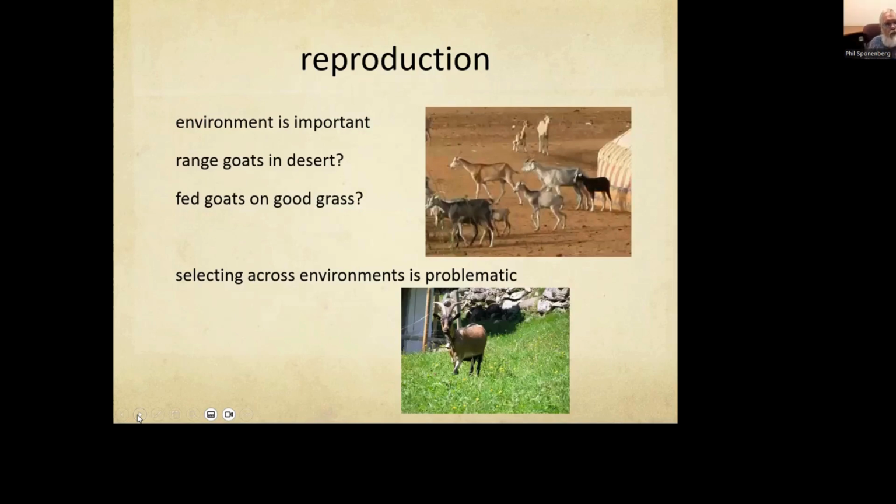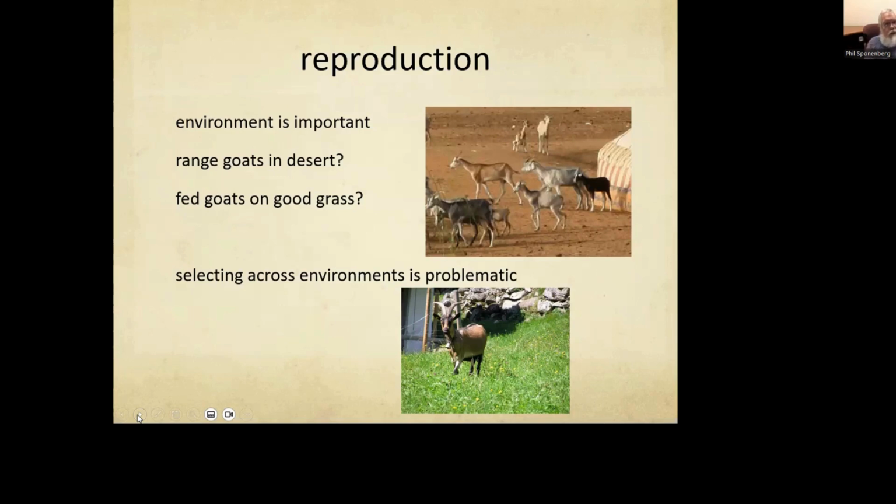Now, the environment is extremely important. So one extreme is going to be range goats in the desert, or fed goats on good grass. The upper photograph is long-legged West African goats, basically in the Sahara Desert. In that situation, a doe is going to be really lucky to raise one kid. And you have to acknowledge that. You have to have the right environment, the right goat. And then in the bottom section, that's a Swiss goat in a very, very nice, lush alpine pasture.